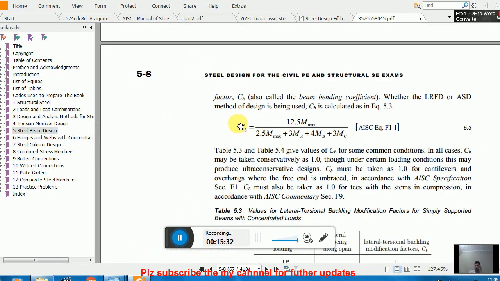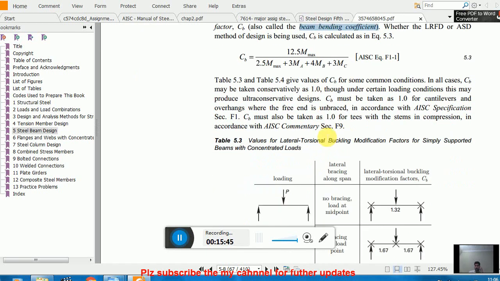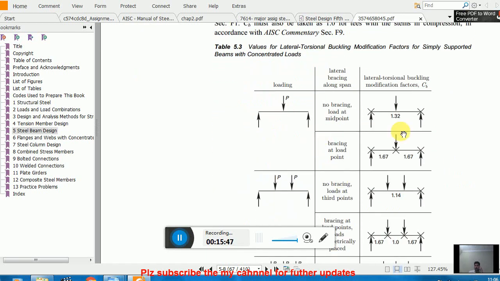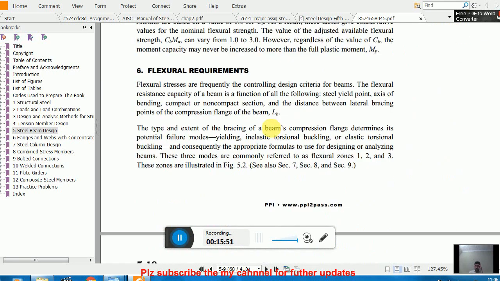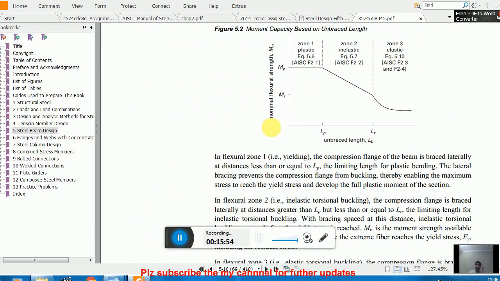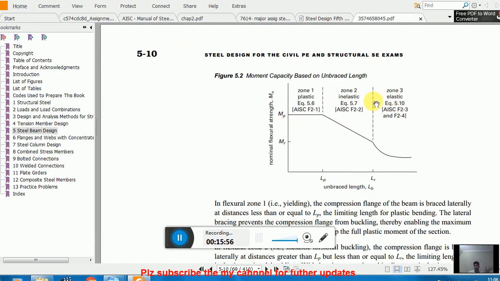Similarly, lateral torsional buckling. I did an example in lecture number 8 and 10 on the calculation of this Cb, that is the beam bending coefficient or lateral torsional buckling coefficient. Clear? And for different cases I explained these graphs and tables in my lecture number 8. Now the flexure requirement: I spent most of the time discussing this graph in my lectures number 1 to 5 or 6, roundabout.